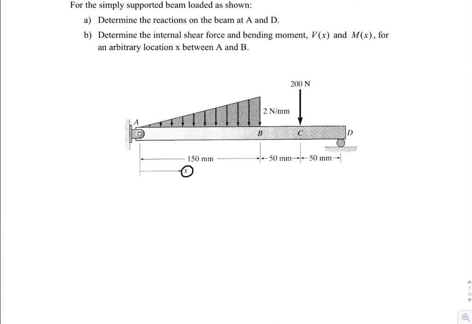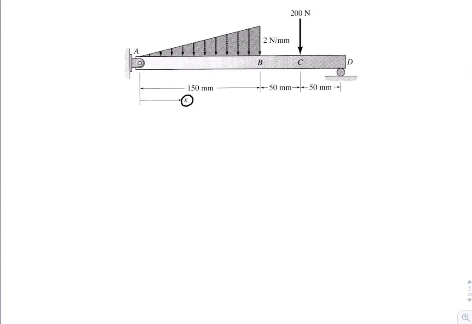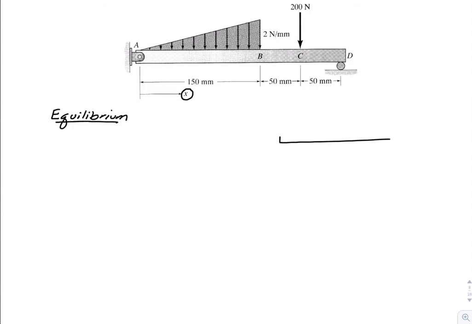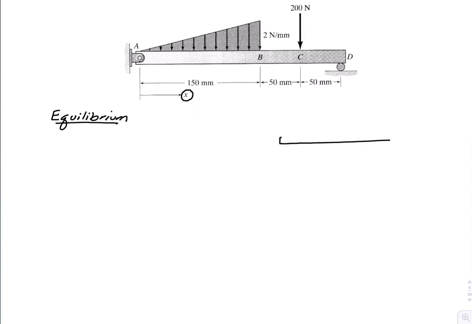In order to get there, of course, we have to solve for our reactions first. So that's going to be our first step. So we're really looking at a problem or different aspects of problems involving equilibrium. So the first part here, again, is to find the reactions there at A and D.